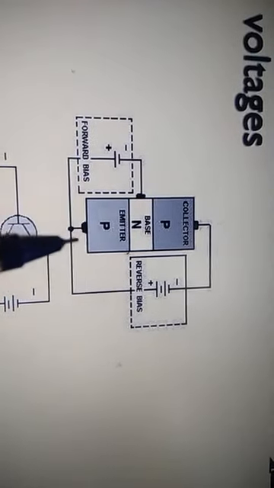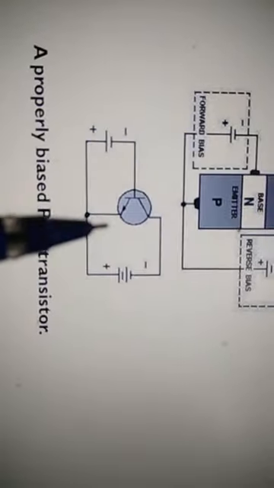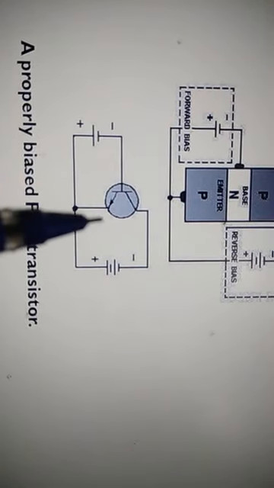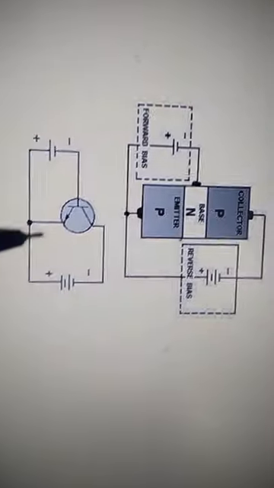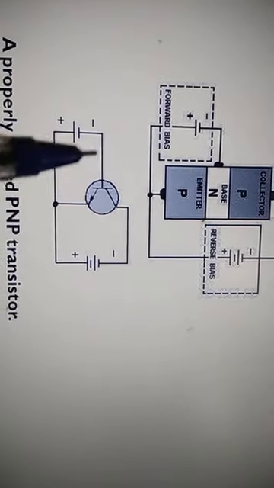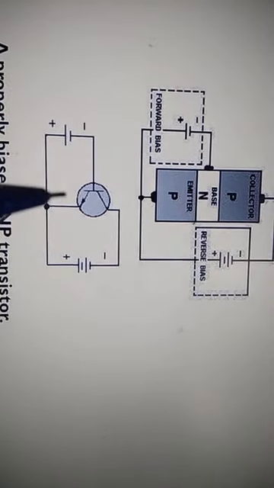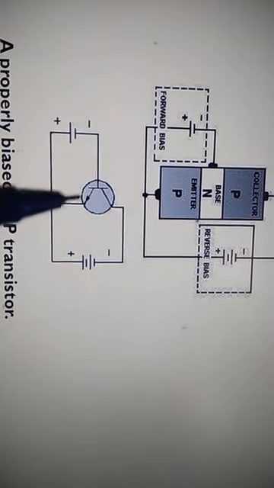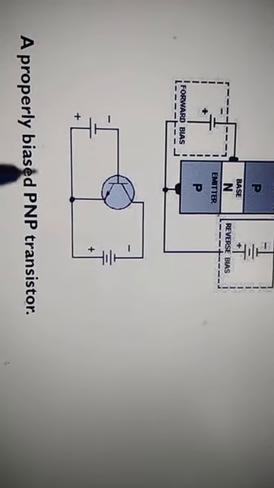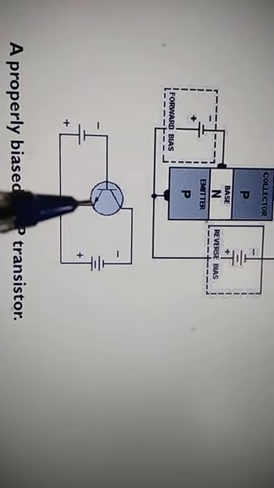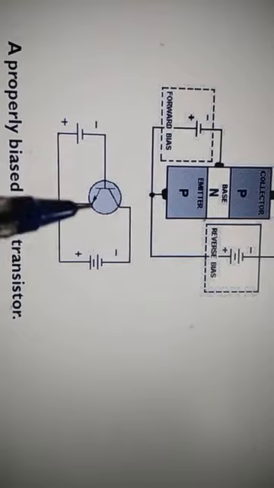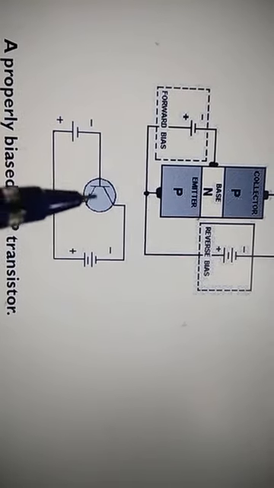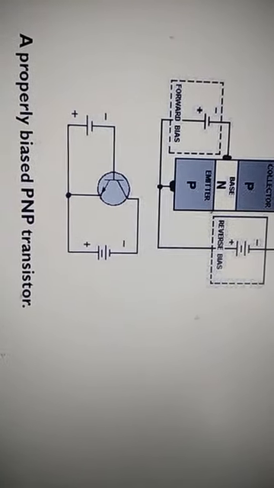This is a PNP transistor, and you can represent it symbolically like this. This is an NPN transistor shown here. So you can show PNP here. This arrow is wrong here. The arrow should be inside. This is a PNP transistor, a properly biased PNP transistor.